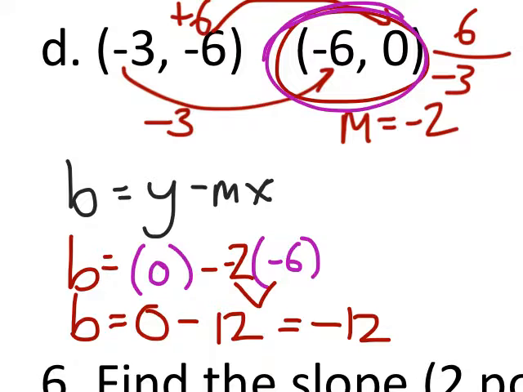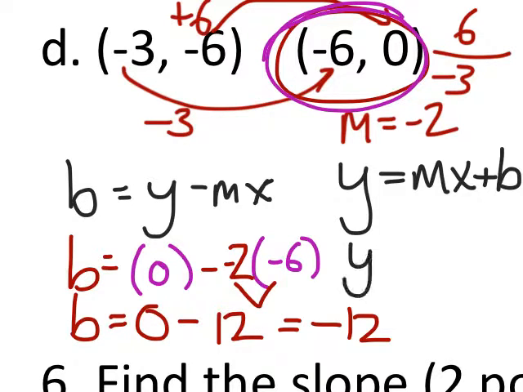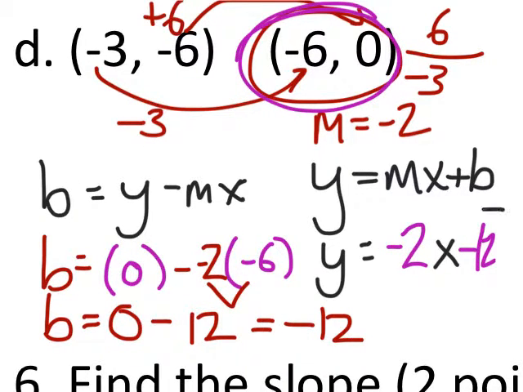This allows me to write the equation y equals mx plus b. And I have a y and x. And my slope was -2. My y-intercept is -12. And that's my equation right there.